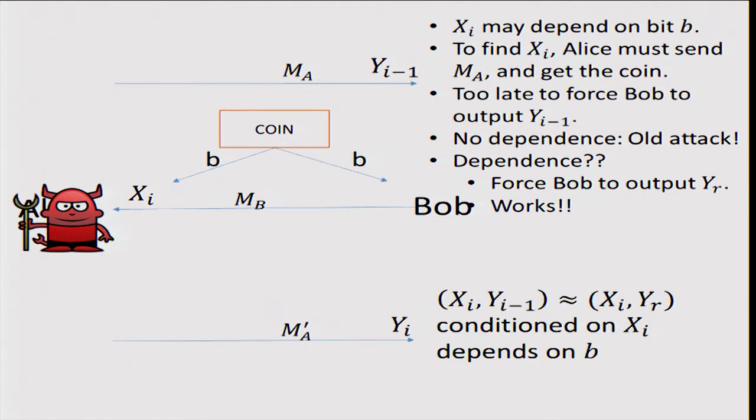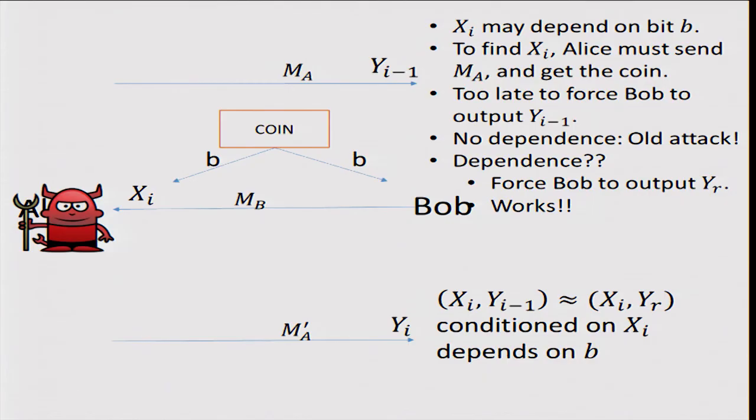In simple words, the joint distribution of Xi and Yi minus 1 is similar to the joint distribution of Xi and YR, conditioned on the fact that Xi depends on the bit B. This allows us, so Alice can force Bob to output YR instead of Yi minus 1 and achieve the same effect. So this completes a high-level overview of our proof, and you can see the paper for more details.